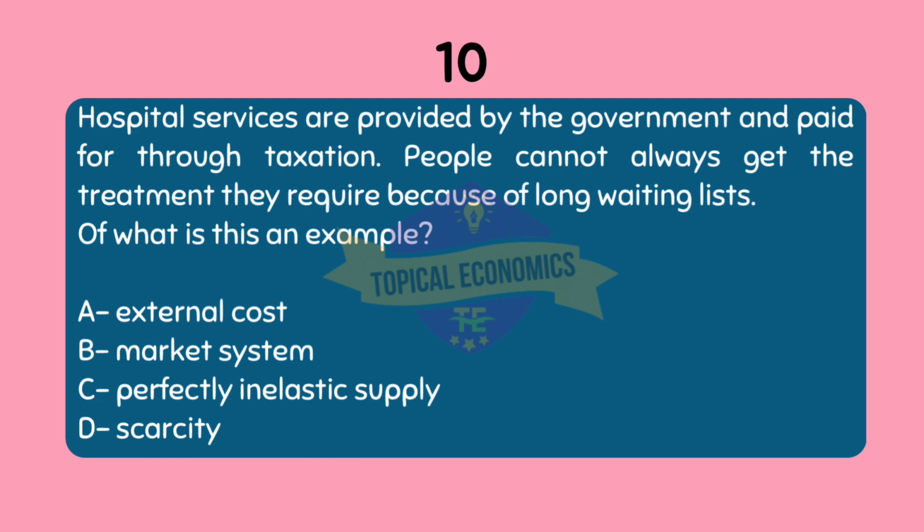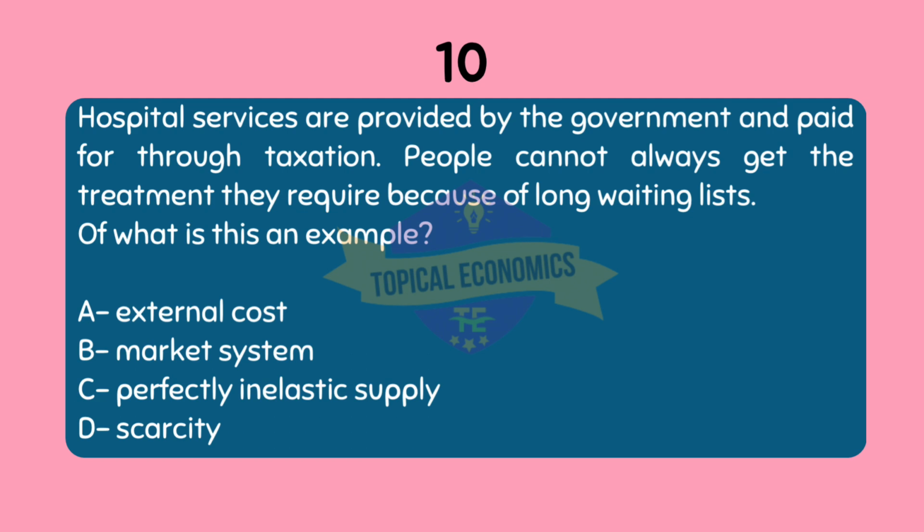External cost. B. Market system. C. Perfectly inelastic supply. D. Scarcity. This question is from year 2018 October-November version 3 paper. The correct answer for this question is option D. Scarcity. This situation illustrates scarcity in the healthcare system.